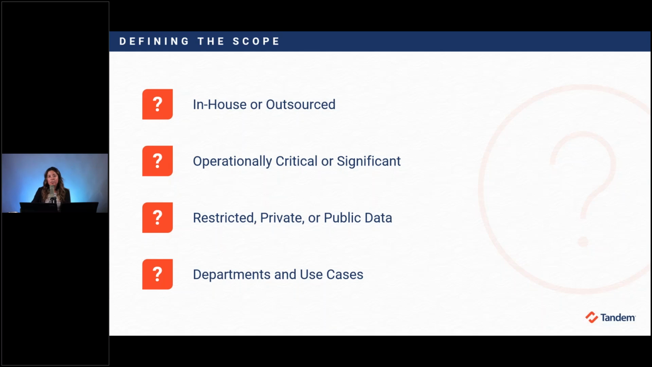Taking time to clarify the scope early on helps make sure your AI policy is both relevant and manageable. If you're only using third-party tools, your policy can focus more on vendor risk, acceptable use, and training. But if you're developing AI in-house, you'll need to include things like model testing, transparency, and ethical design.